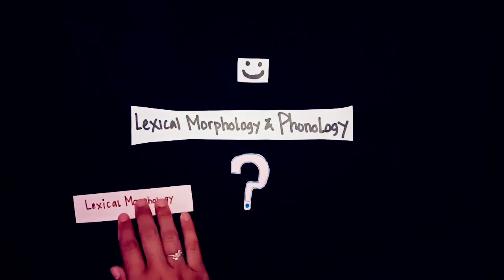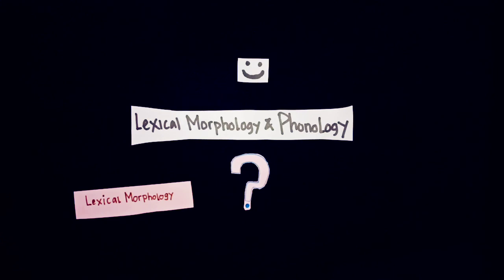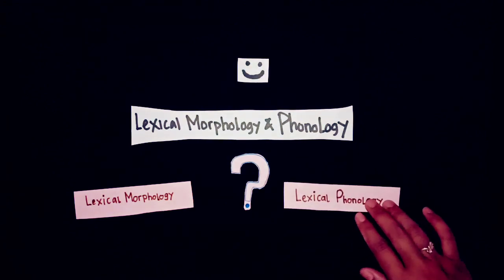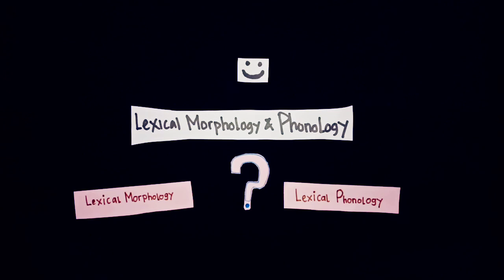So, the definition of lexical morphology is the process of building up new words by adding morphemes that change the meaning or part of speech of a word. And then, lexical phonology is an approach to phonology that accounts for the interaction of morphology and phonology in the word building process. So guys, lexical morphology and lexical phonology have a connection to each other. Okay, let's see the next points.